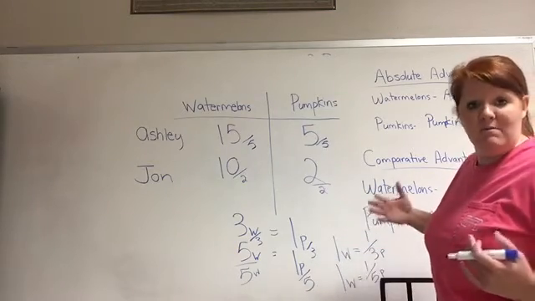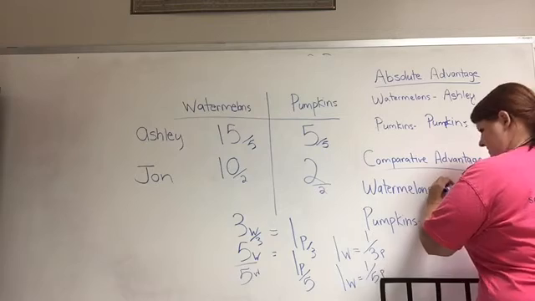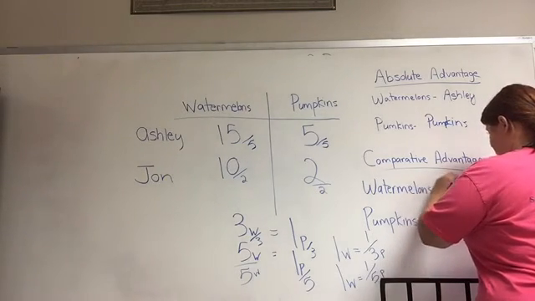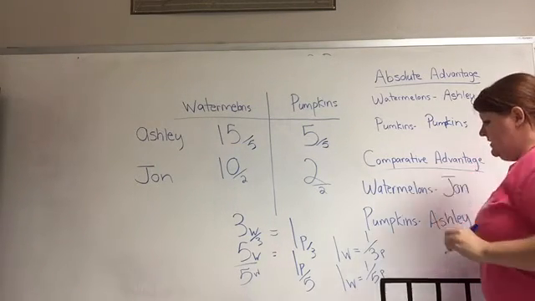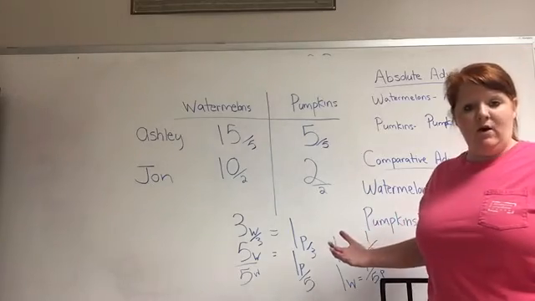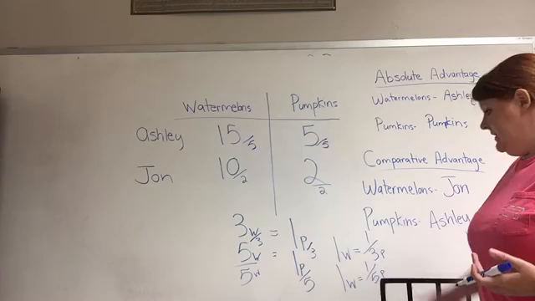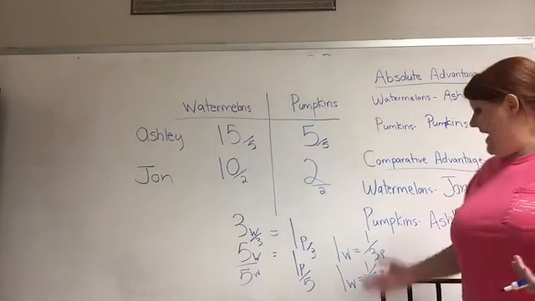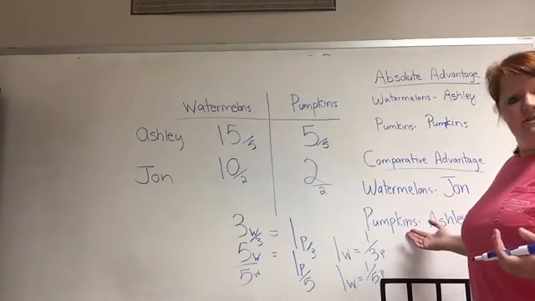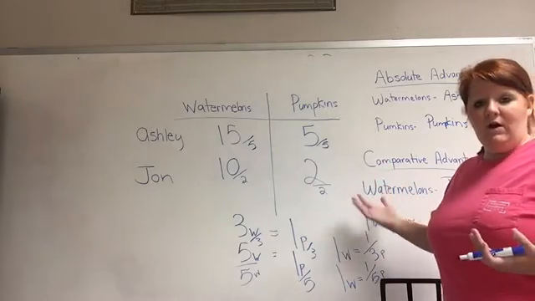John should produce watermelons. Isn't that the darndest thing? So John's going to be producing watermelons. So would John and Ashley be good trading partners? Yes, because they both specialize in a different product. Ashley should sell pumpkins and John should sell watermelons.